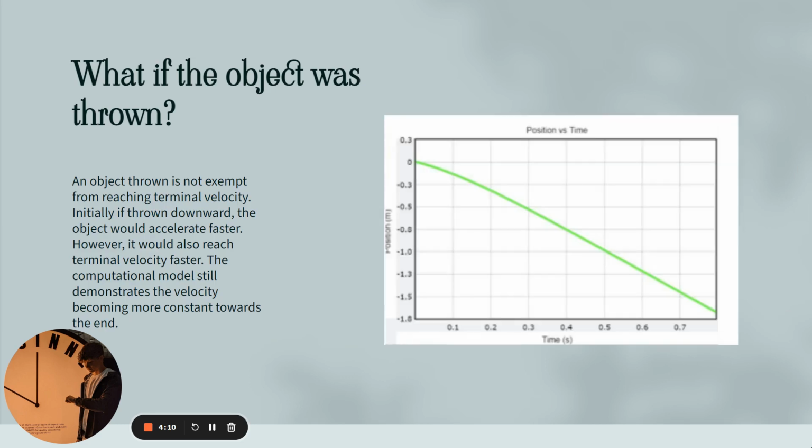So what if the object was thrown? If the object was thrown, it's not exempt from reaching terminal velocity. If it was thrown down, the object would initially accelerate faster because of that, but it would still reach terminal velocity, where gravity and drag equal each other out. It would just hit that linearization faster.